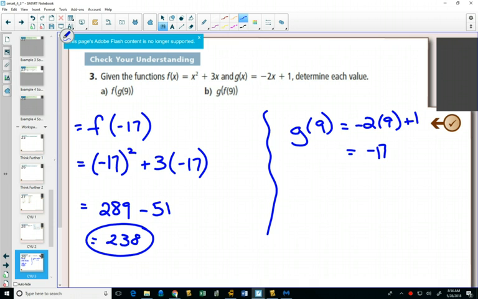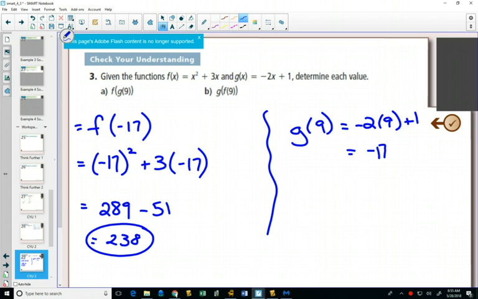So again, I plugged 9 into g of x first. And you can think of this as the machines things. This is your g machine, and that's your f machine. You plugged a number into the g machine first. Out came a negative 17. That negative 17 went into f of x, and out came 238.